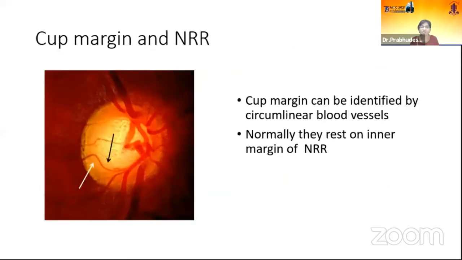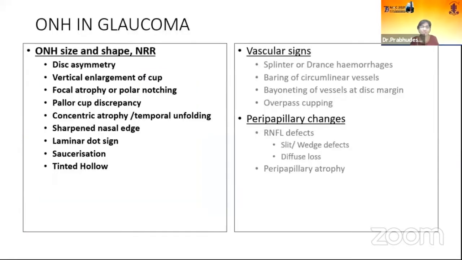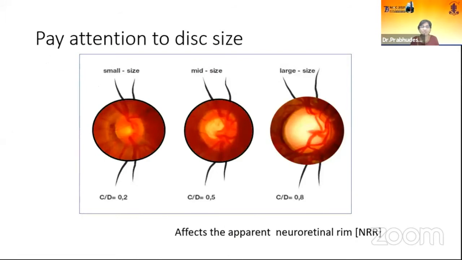Now see the circumlinear vessels, they are either superior or inferior. Inferior is more common, and normally they rest on the inner margin of the NRR. So they help us in identifying the inner cup margin. There are various signs of glaucoma, and we will see them. Most important is the disc size, because the cup is dependent on this.